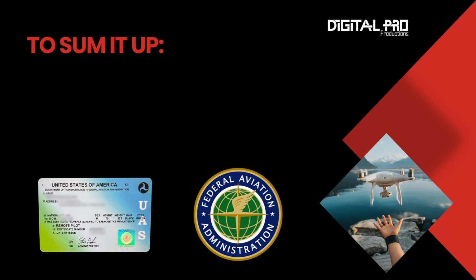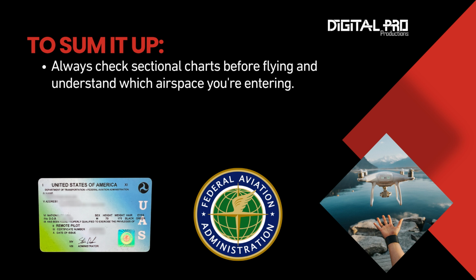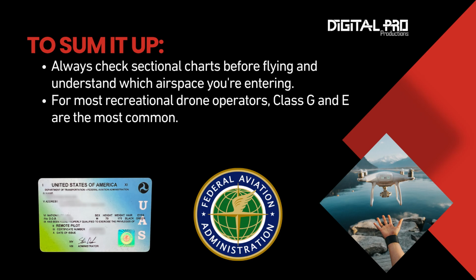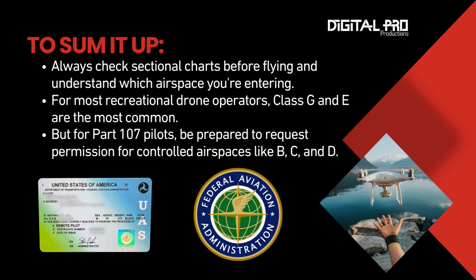To sum it up, always check sectional charts before flying and understand which airspace you're entering. For most recreational drone operators, Class G and E are the most common, but for Part 107 pilots, be prepared to request permission for controlled airspaces like B, C, and D.